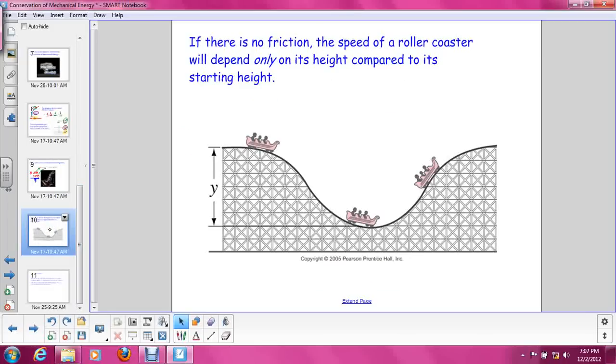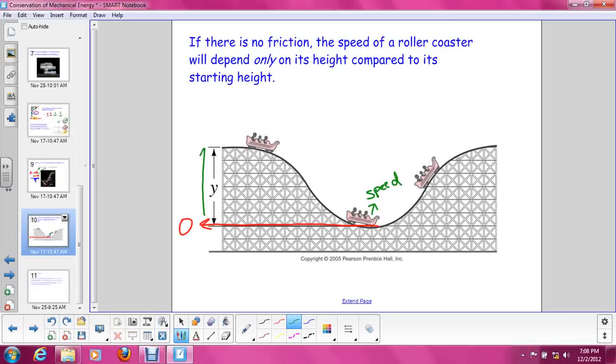When you look at a roller coaster, if there's no friction, the speed of the roller coaster will depend only on its starting point compared to its height. So if we go ahead and call this 0, because remember when we're talking about gravitational potential energy, we can call our starting point whatever we want as long as we're consistent. If we call this bottom trough a height of 0, then the speed here only depends on this distance.